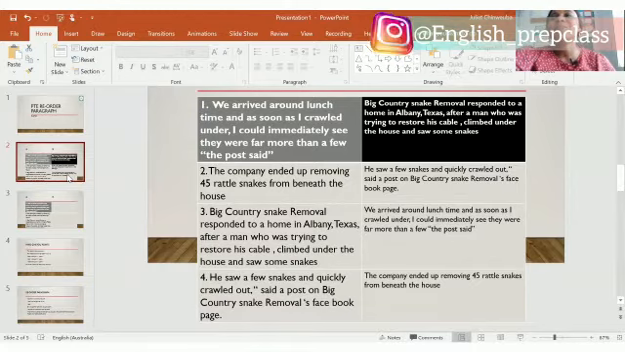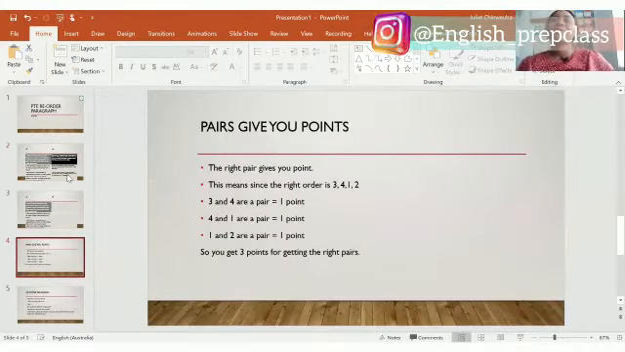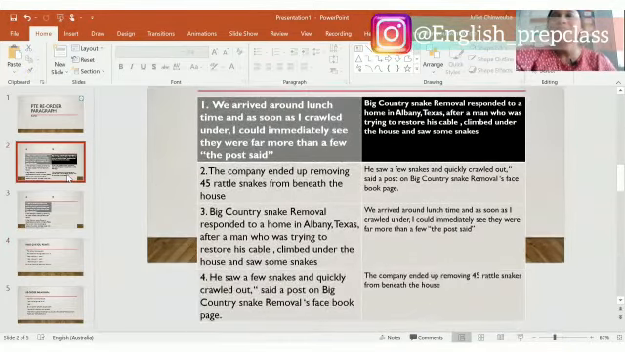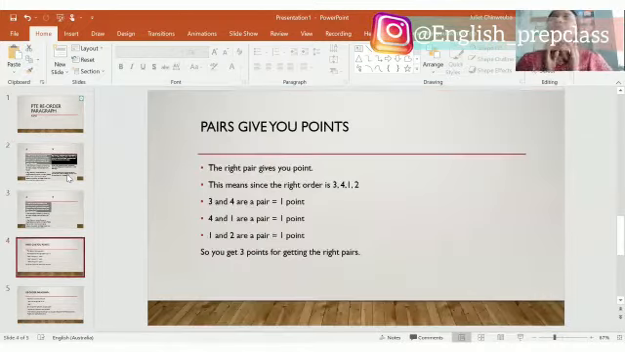So you see that he saw a few snakes in 4. So this is 1. We arrived there. So that's another pair. So you get 1 point if you get the right pair. Then we'll have 1 and 2, which is another pair, which says we arrived around lunchtime here. And 2 says the company ended up removing 45 rattlesnakes from beneath the house. So 1 and 2 are another pair. So if you've gotten it as this, then you'll be sure to get 3 good points for these particular questions. Then remember, if you have 5 sentences, you get 4 points for that question. But for this one, we have 4 sentences. You have 3 points for these questions.